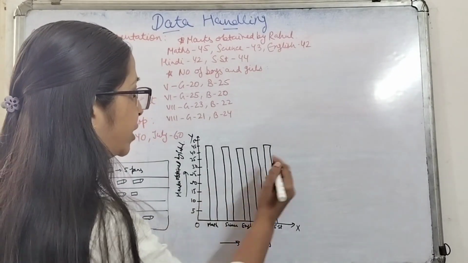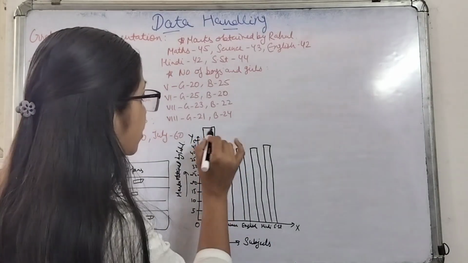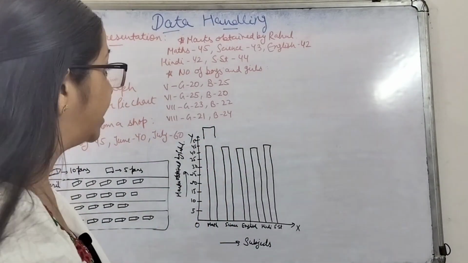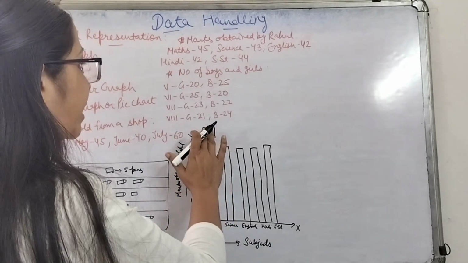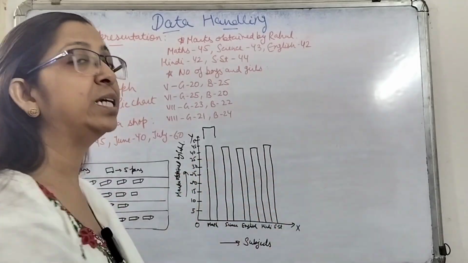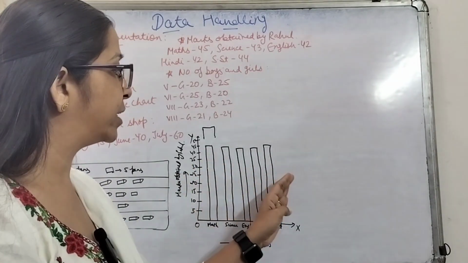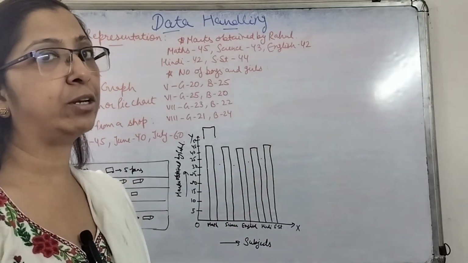Instead of this much of width, we could have taken more width even. We can take rectangular bars of this width even. There is no problem in it because width of the bar is not showing anything. We can take any of the width, but width for every subject it should be same. For every rectangular bar it should be same and the distance between each rectangular bar should even be same.